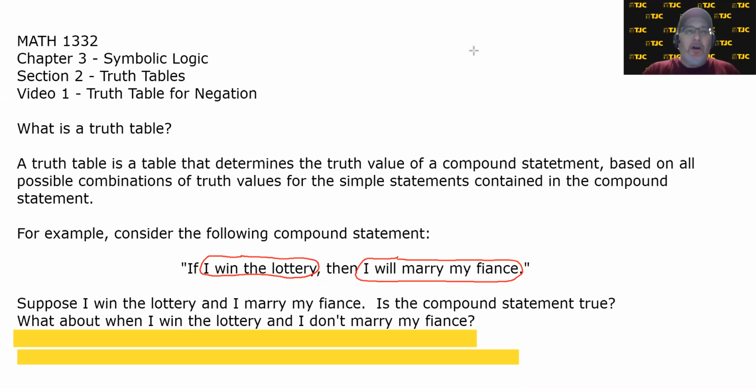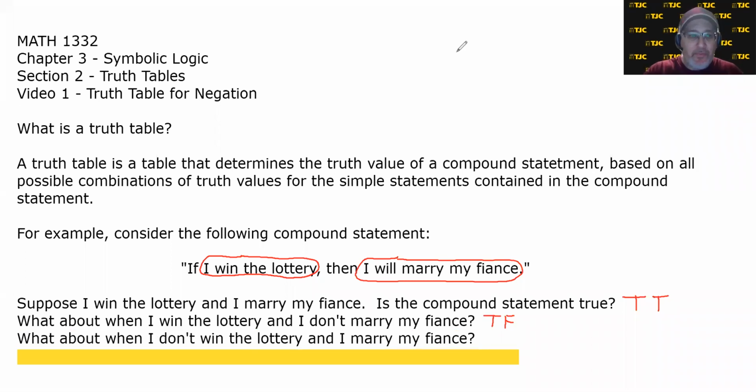There we go. All right, but that's an example of, just to keep track of the truth value combinations we're looking at, in the first situation, the first simple statement was true and the second simple statement was true. In the second situation, the first simple statement was true and the second simple statement was false. So let's see what other combinations we can come up with. What about when I don't win the lottery and I marry my fiance? In other words, when the first statement is false and the second statement is true.